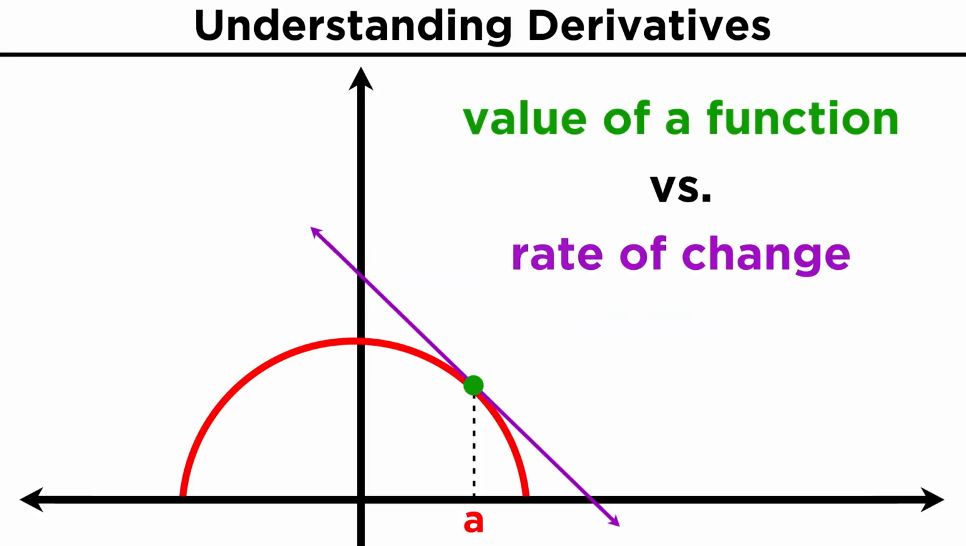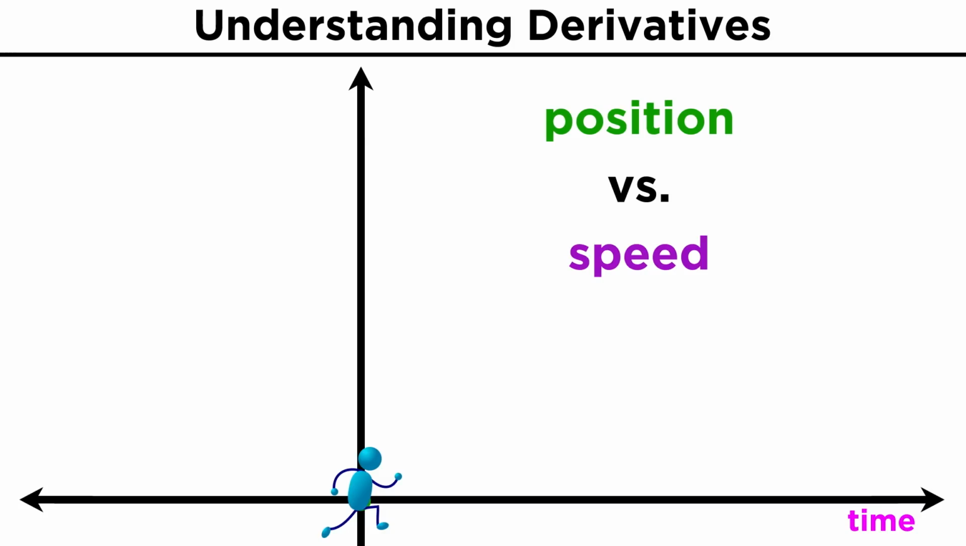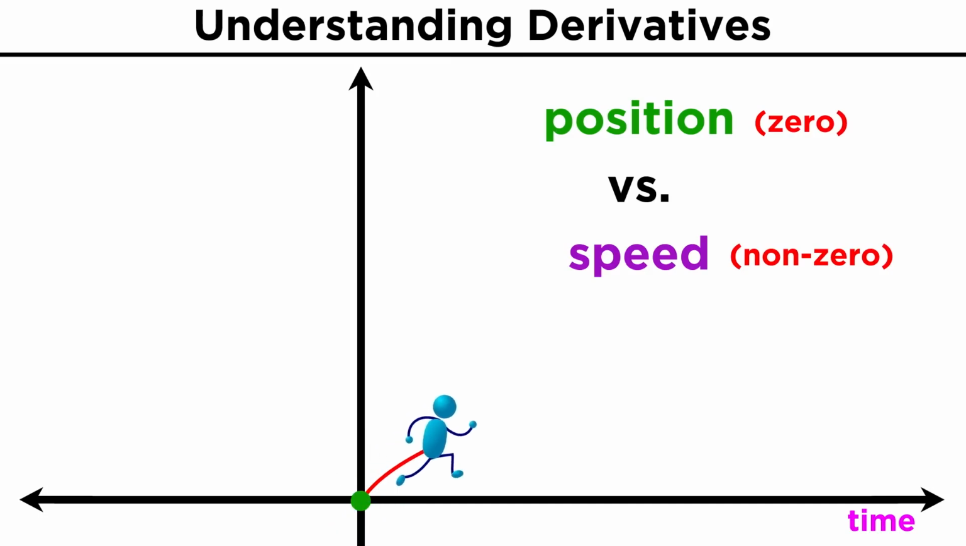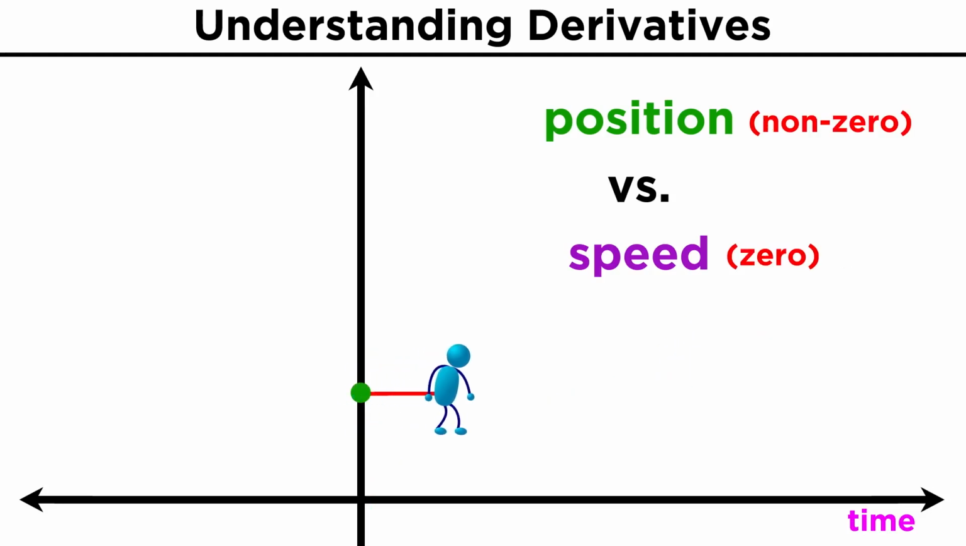Let's take a moment to note something here. It is crucial that we mentally separate the value of a function at some point from the change in that function at that point. If examining position and speed, we could be located at the origin, meaning our position is 0, but with non-zero speed, meaning we aren't standing there, but just passing by. Or we could be at some other non-zero location, but standing still with 0 speed.